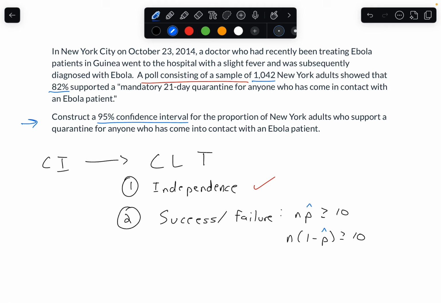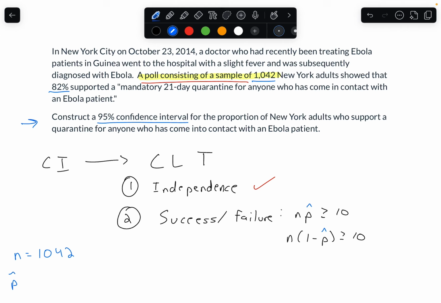So we're going to use n times p hat. Now, I need to know what n is and what p hat is before I can begin to answer this question. So let's take a look back up here at the top. n is our sample size. We said that we've got a poll consisting of a sample of 1,042 New York adults. So in this problem, we know that n is equal to 1,042.